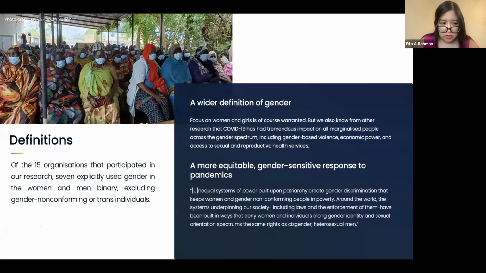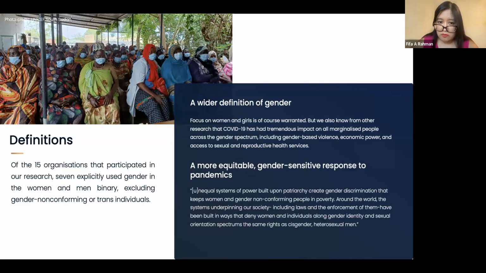Definitions first. Out of the 15 organizations that participated in our research, 7 defined gender solely in the women and men binary, excluding gender non-conforming or trans individuals. Of the others that had a wider definition of gender, they were mostly civil society organizations. So it's quite clear to us that some work needs to be done to expand gender beyond just women and men. So why do we use the wider definition of gender?